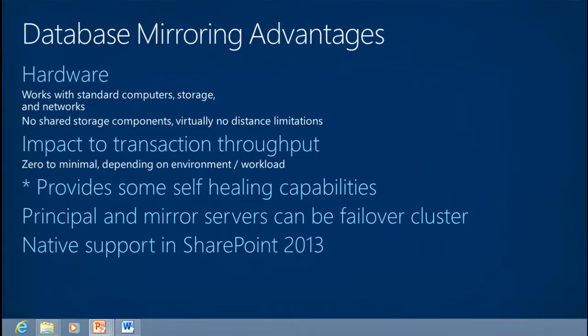From a mirroring perspective, we looked at some of the throughput per second numbers. There basically is no impact to transactional throughput with database mirroring unless it's heavy OLTP and you're using full safety or synchronous mirroring.